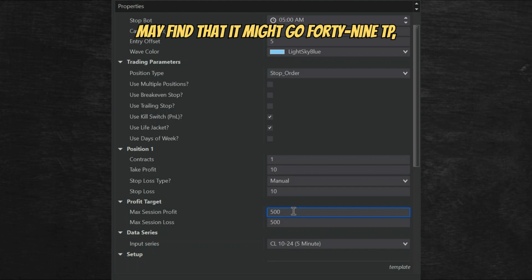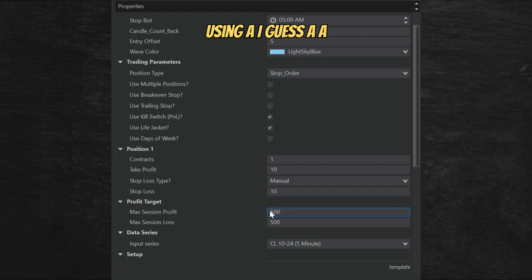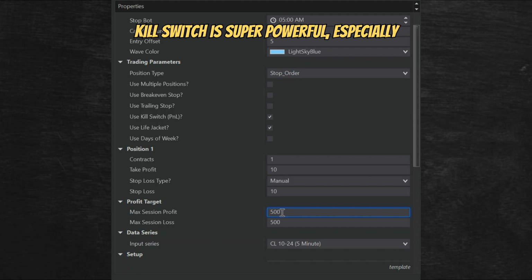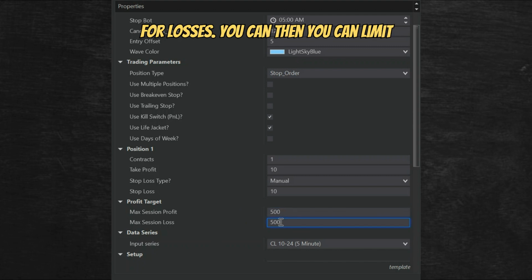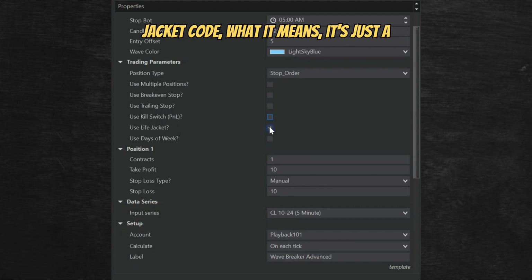But you may find that it might go 49 TP, 49 ticks, and then reverse, and you haven't locked in any profit. So using a kill switch is super powerful, especially for losses. You can limit your losses for the day, and I know a lot of people that use prop firms love to do that, so then you can set your maximum drawdown for the day and so forth, which is super handy.